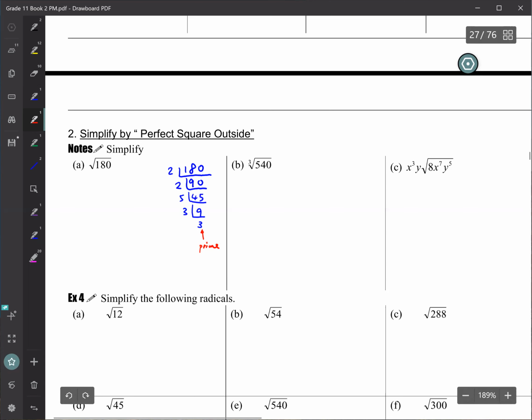So what this is telling you is that 180 is made up of 2 times 2 times 5 times 3 times 3, okay? All the numbers on the side, those are the factors that multiply together to make 180. So inside all the primes, okay, these prime factors, you get a perfect square here, right? 2 times 2 is a perfect square. Okay, hold on one sec.